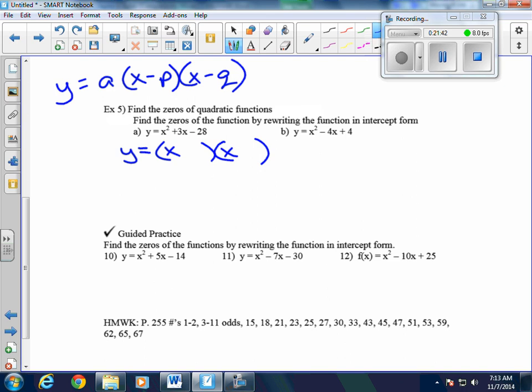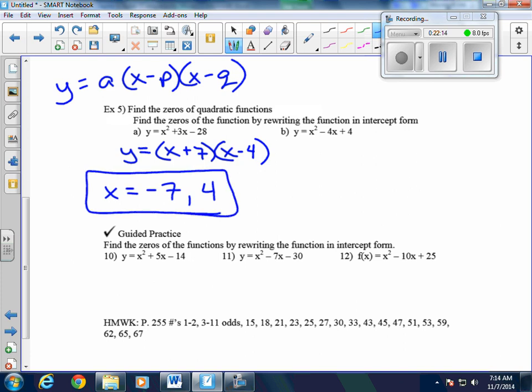So it's x and x. Factors of 28 are 7 and 4, the ones that are 3 apart anyway, so we're going to have a plus and a minus. So now it's in intercept form. Well, remember what we know from intercept form. What are my intercepts? -7 and 4. So that's going to tell us where the zeros are, because y equals 0 on the graph at that point. So the zeros are at -7 and 4. Now we could set that equal to 0 from right there and factor and solve it just like we had before.